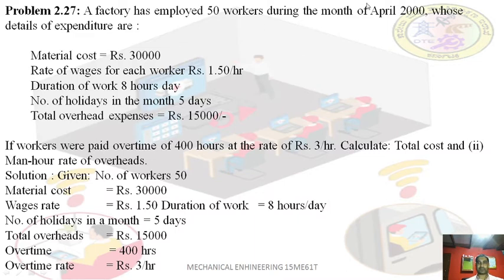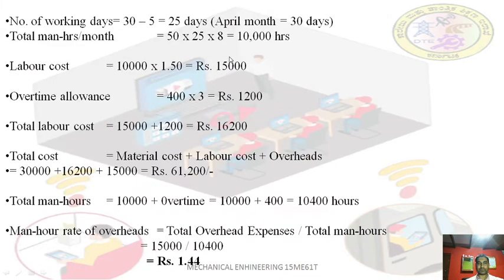We have to calculate the labor cost for the whole month. Everything is mentioned for the month. Now the 10,000 hours is not the total, because they are still working overtime. Overtime is given as 400 hours. They are working more than 10,000 hours, they are working 400 hours extra.